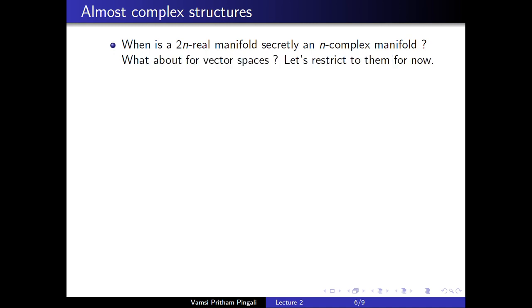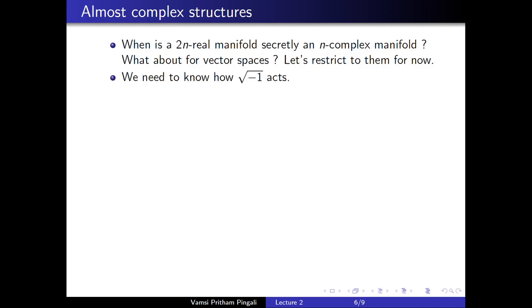Let's ask a simpler question. Suppose I give you a real vector space, like R^2 for instance. There's an obvious way to turn R^2 into a complex vector space. How? Well, what does R^2 consist of? It consists of x, y. Now define z as x plus iy, and R^2 becomes C. C is a one-dimensional complex vector space, right? More generally, what data do you really need on a real vector space to turn it into a complex vector space? So let's restrict ourselves to vector spaces for the moment, and then we'll return to the manifolds question.